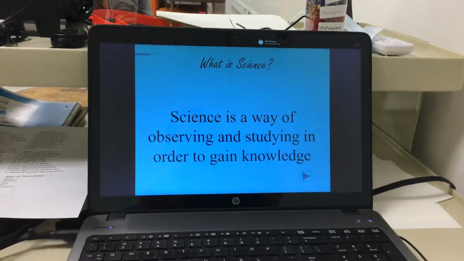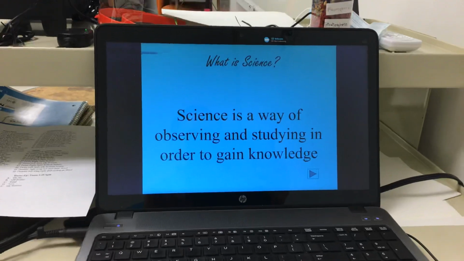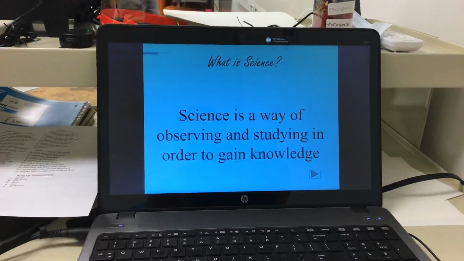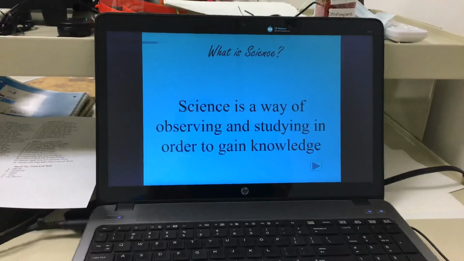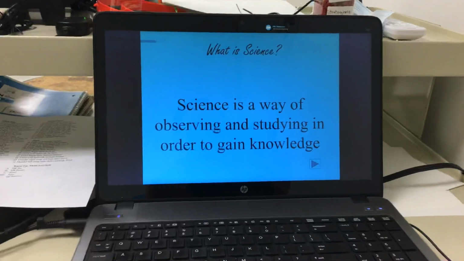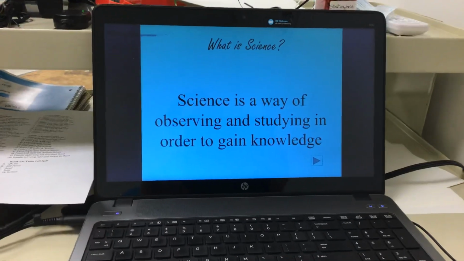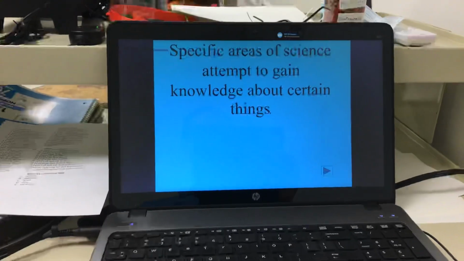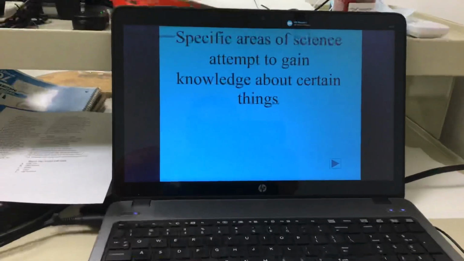I believe Mr. Sneathen in the high school teaches political science. So it's basically looking at politics and government and how things are put together. So that is science. You do not need to write this.